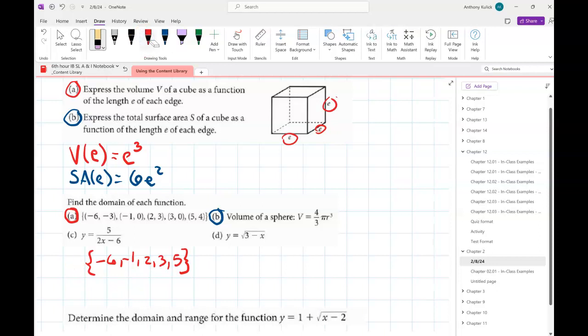Maybe we'll say this. It would probably be written that way in the back of the book. The x's in my domain are a member of the set.